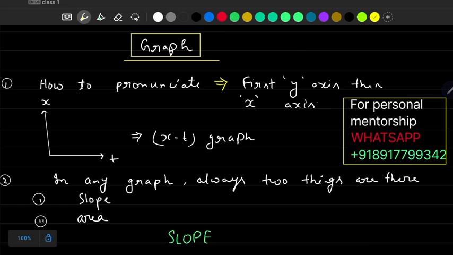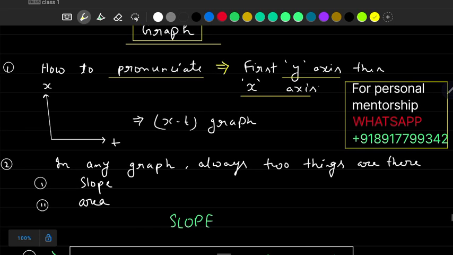First thing we have to learn is how to pronounce the name of a graph. Always remember, first we take the name of whatever is written over the y-axis, then we take the name of whatever is written over the x-axis. Just like in this graph, what is written over the y-axis? It's x, and what is written over the x-axis? It's t. So this graph's name will be xt graph.